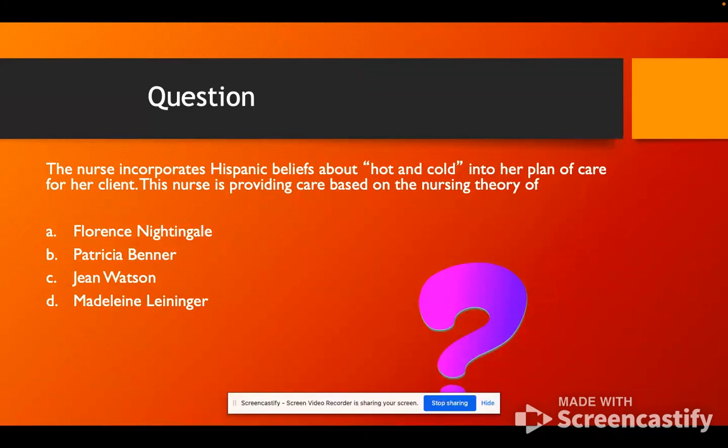So the nurse incorporates Hispanic beliefs about hot and cold into her plan of care for her client. The nurse is providing care based on which nursing theory?